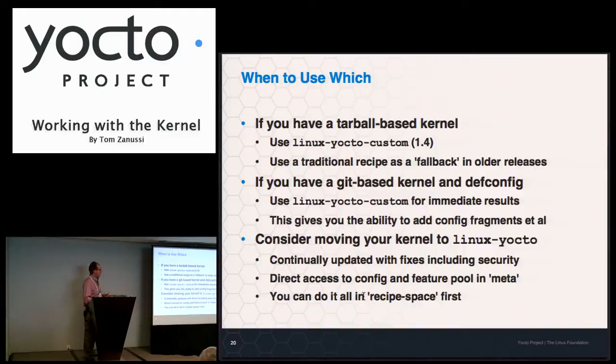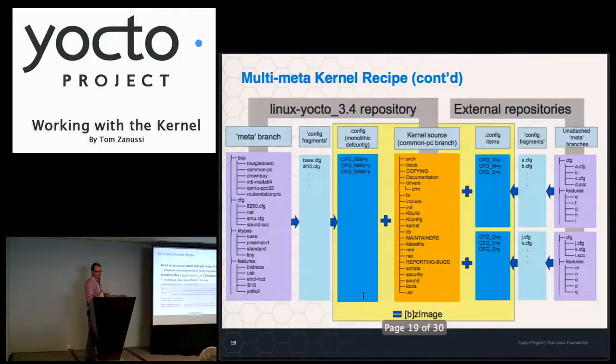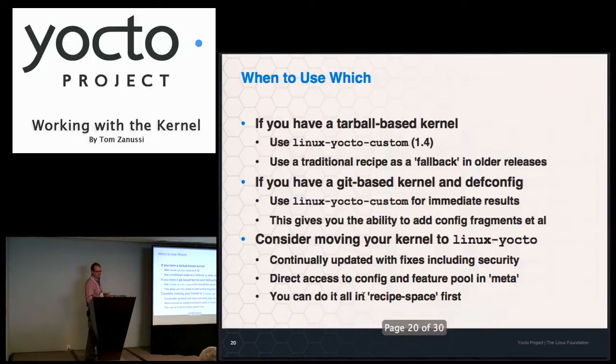Okay. So I guess when to use which. If you have a tarball, you're going to want to use a traditional recipe, unless you're using 1.4, but you can point to Linux Yocto Custom. For a Git-based kernel that you just want to get up and running quickly, with a defconfig, point Linux Yocto Custom at that, and you should immediately get your kernel up and running. And that also gives you config fragments, et cetera.